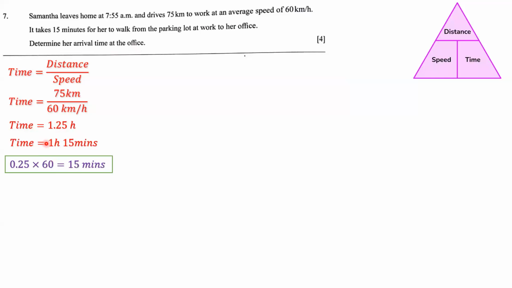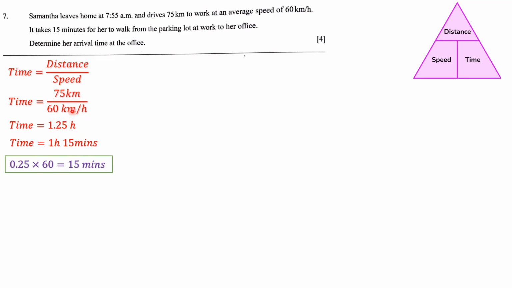Okay, so we have that the time taken is 1 hour and 15 minutes. How do we interpret that? Well, that means that if she left home at 7:55, it took her 1 hour and 15 minutes to get to the parking lot at her office. Understanding the distance that she has to cover and the speed that she's traveling with, it took her 1 hour and 15 minutes to get from her home to her work parking lot.